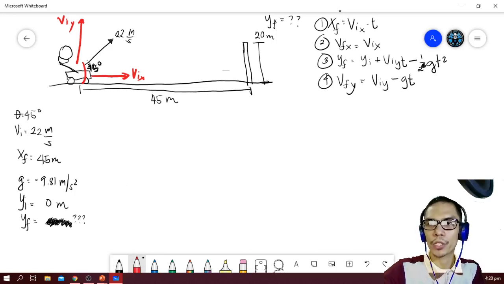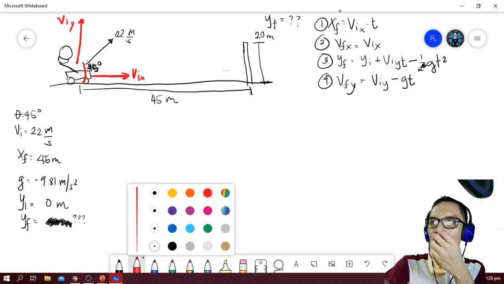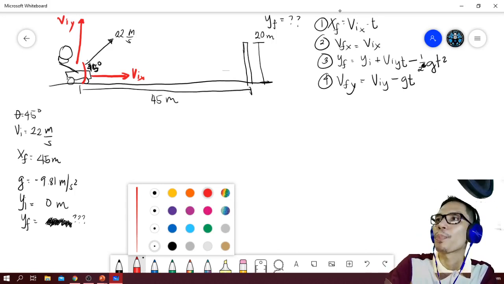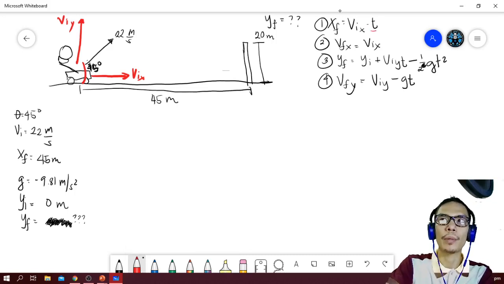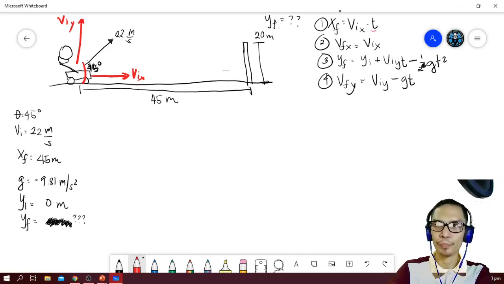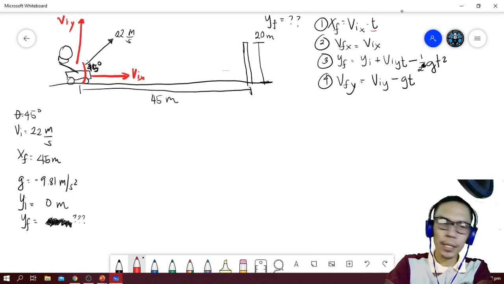So what formula are we going to use? Let's take a look. If we use this one, we have the range, and we have this one. We will get this one later. But we don't have time. Next one.